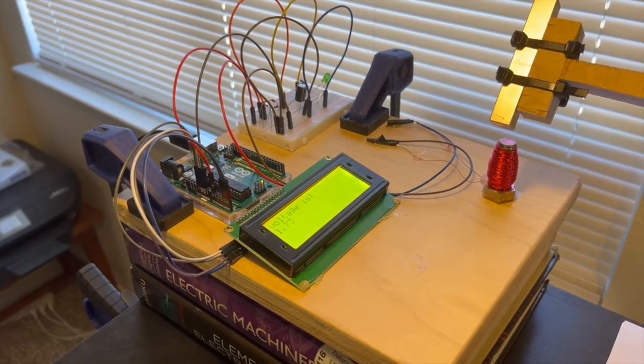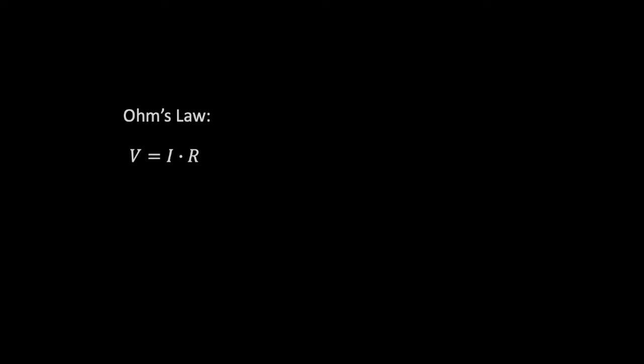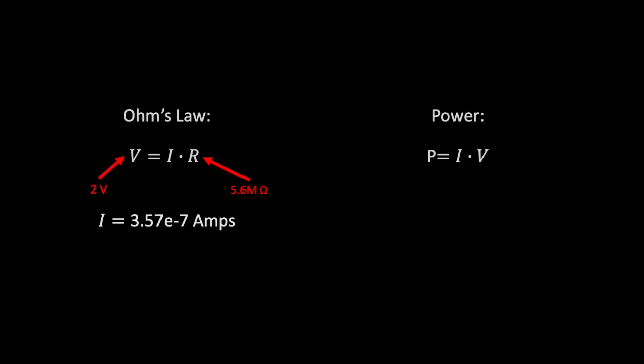The voltage in the circuit reached approximately 2 volts. By Ohm's law, the current can be calculated by knowing the resistance in the circuit. The power is then found, which shows how ineffective this would be as a real generator.